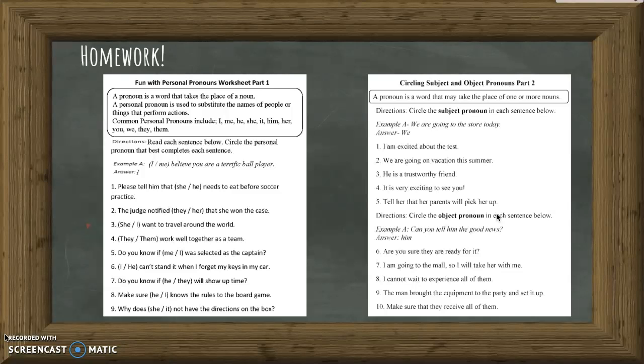All right, homework. So the homework for today will be these two worksheets that I am about to hand out. But you can take a look at these worksheets and go over them as I hand them out. And this will be your homework to take home.